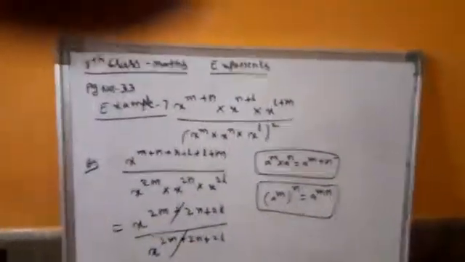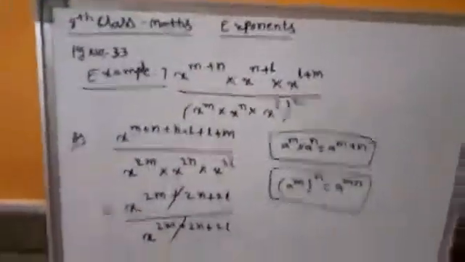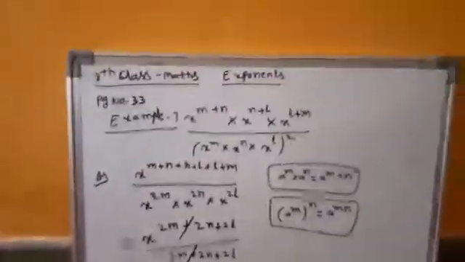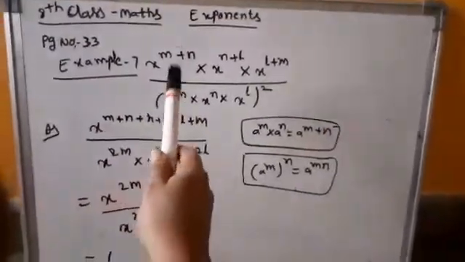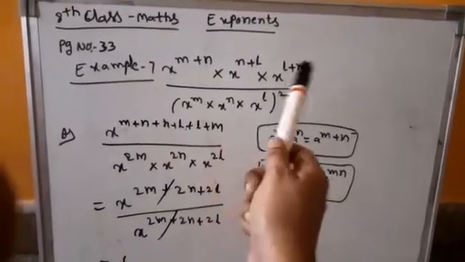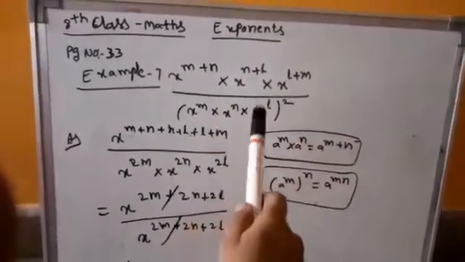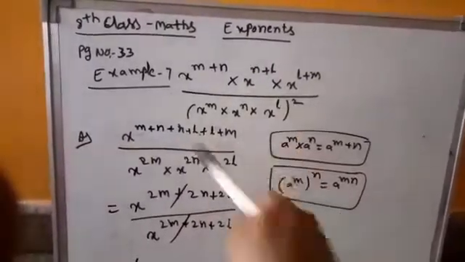Students, today we are going to learn about example problems. See here, page number 33, example 7 problem. x to the power of m plus n into x to the power of n plus l into x to the power of l plus m, divided by x to the power of m into x to the power of n into x to the power of l, whole square.